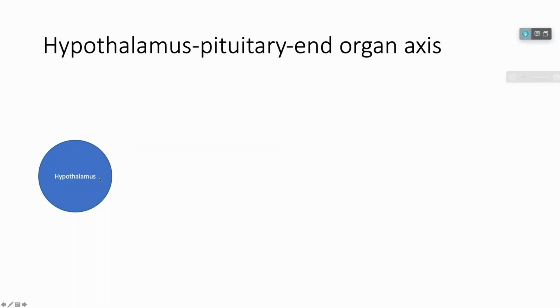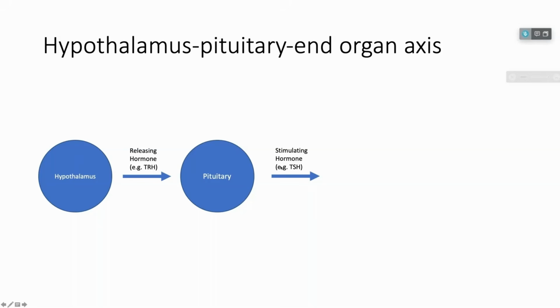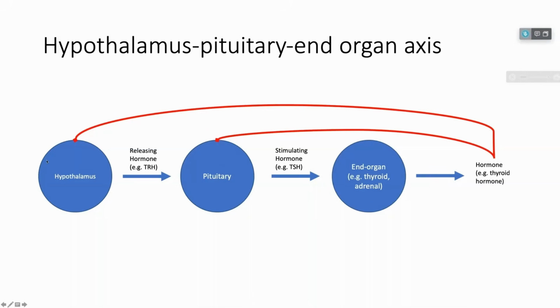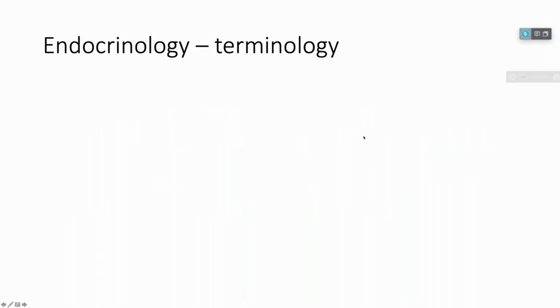So the general way that you have hormonal control in your body is that you have the hypothalamus, which releases some releasing hormone, so TRH, thyrotropin releasing hormone, for example. It acts on the anterior pituitary, and that releases a stimulating hormone like TSH, which works on some sort of end organ, like the thyroid or the adrenal cortex. Then you release some sort of hormone, which inhibits the upstream organs, like the pituitary and the hypothalamus. Okay, so that's the 20,000 foot view of how most of the endocrine systems work. Okay, so let's start with some terminology.